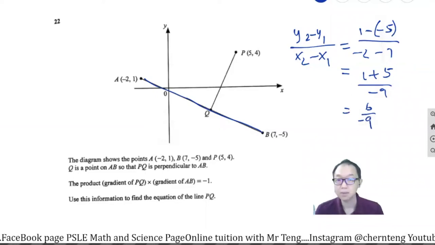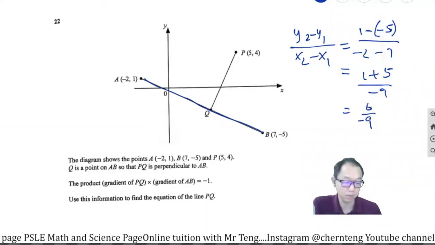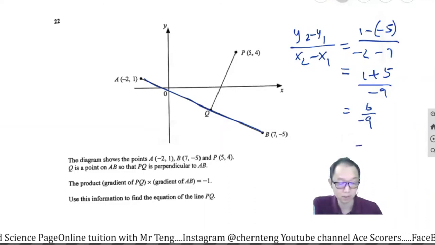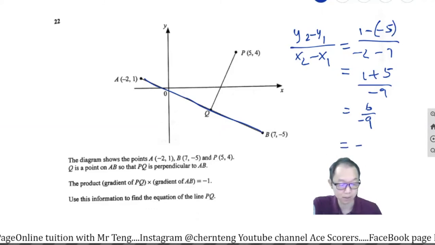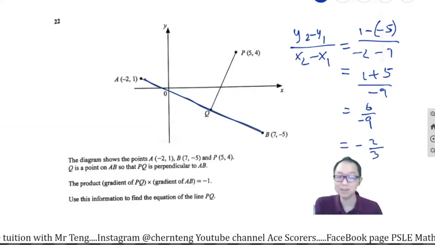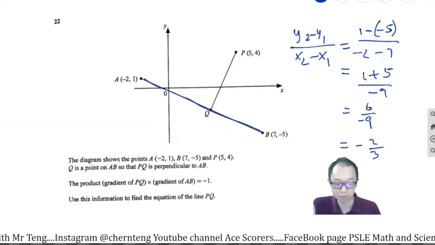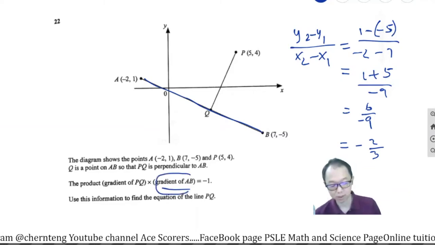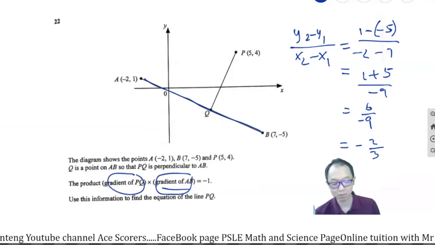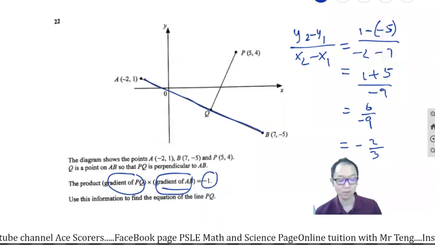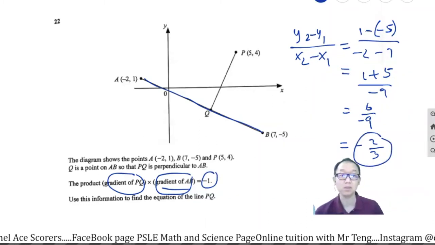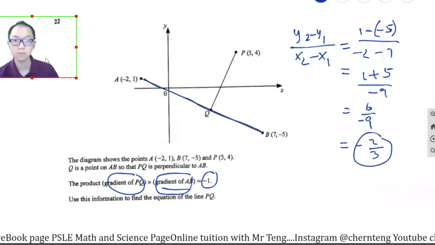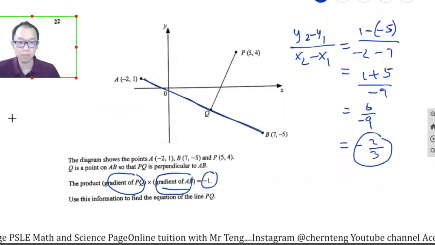which is equal to 6/-9. Now take note, this is a downward sloping, so I can actually reduce this to negative 2/3. Now this is the gradient of line AB. So we have this thing here, right? It says the gradient of AB times the gradient of PQ equals to negative 1. So I already have a gradient of AB, which is -2/3.